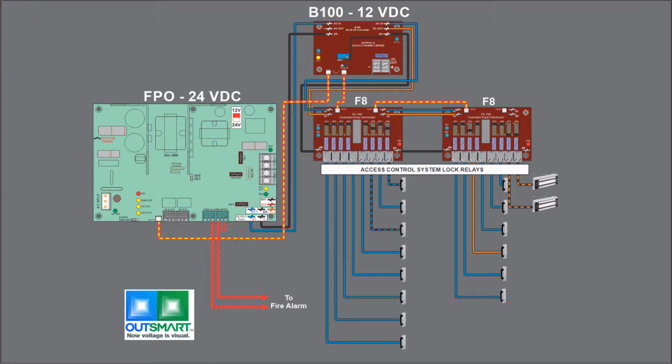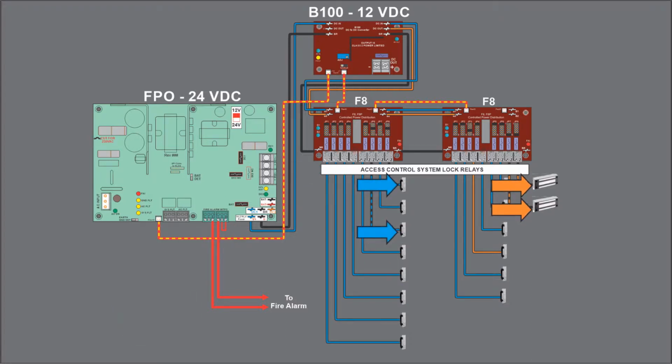Each lock now has a fuse in series with it, can be controlled by the access system door relays, and the egress locks will drop out when the fire alarm is activated. The F8 will also allow the use of 12 or 24-volt locks wherever needed.